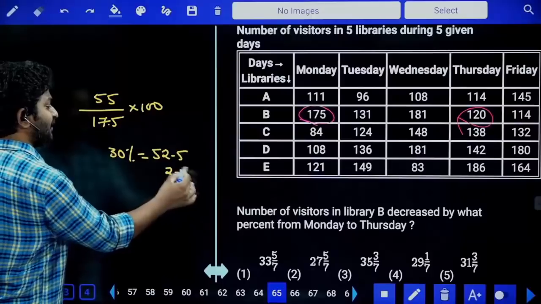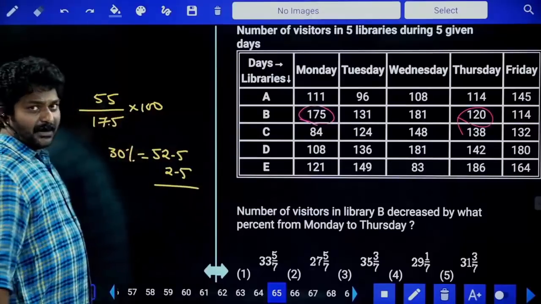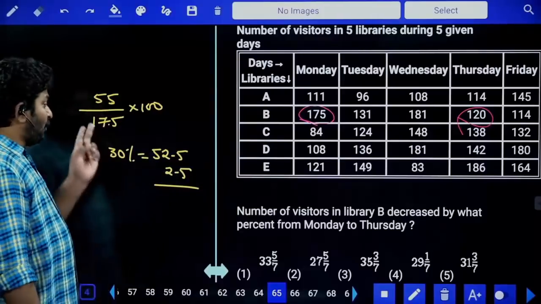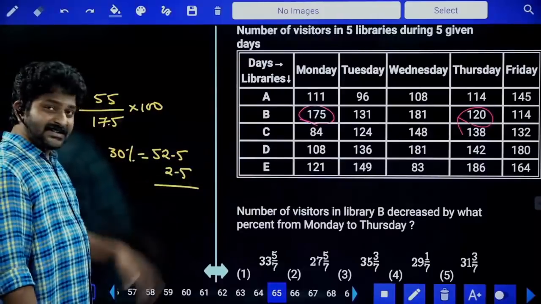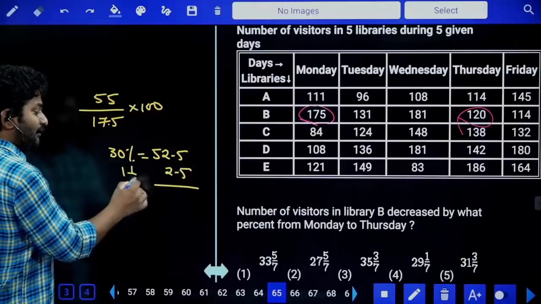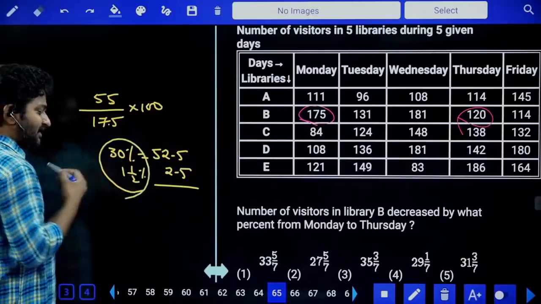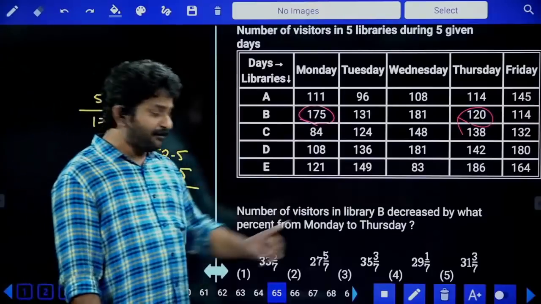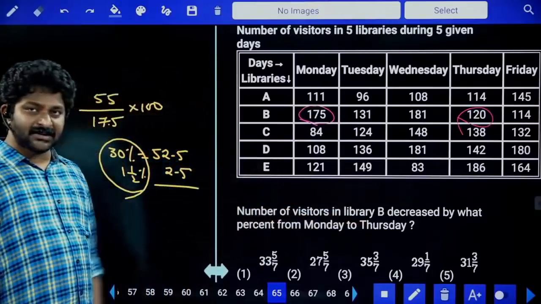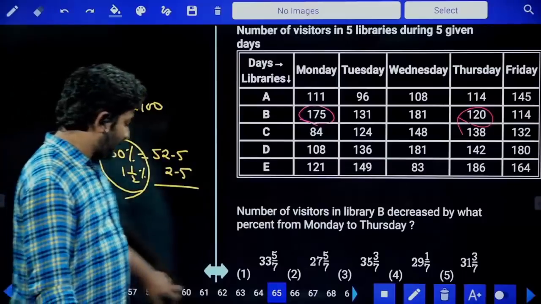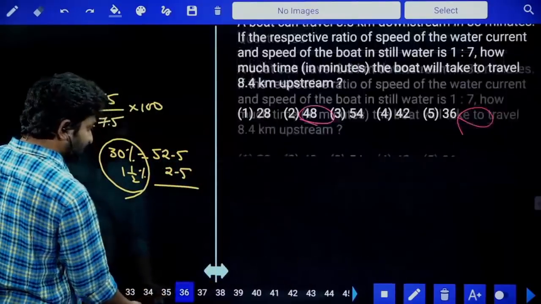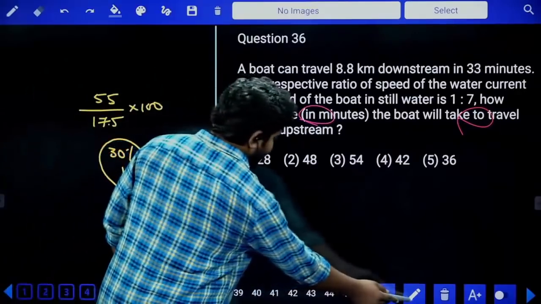To this, we need to add 2.5 more to get your numerator 55. 1 percentage is 1.75. This is more than that. 2 percentage is 3.5. This is less than that. So this value will be between 1% and 2%. Approximately, I treat it as 1.5%. Total value must be 31.5 percentage. Approximate to that, there is only one, fifth option, final answer. So we are now left with only arithmetic questions, which start from question number 36, and let's complete these questions.